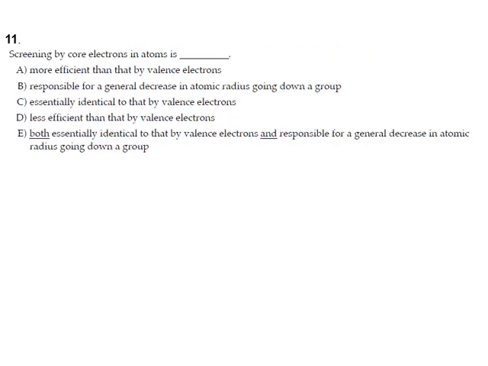Number 11, screening by core electrons in atoms is, why don't you take a look at these for just a second? Okay, so the answer choice is A, more efficient than that of valence electrons. And that's actually the correct answer, because the valence electrons don't screen the other valence electrons at all.